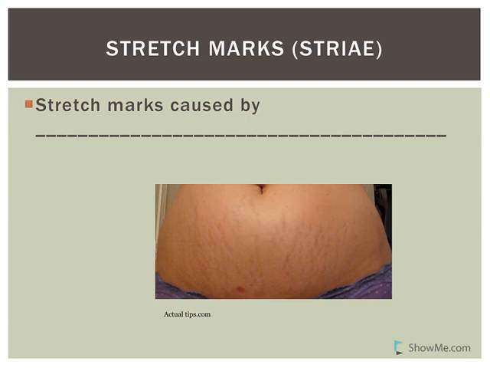Now, the other thing I have is stretch marks. Stretch marks are caused by excessive stretching of the dermis. So think about instances where people get stretch marks.